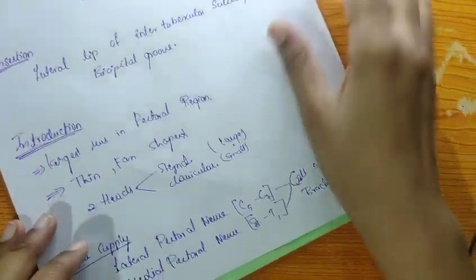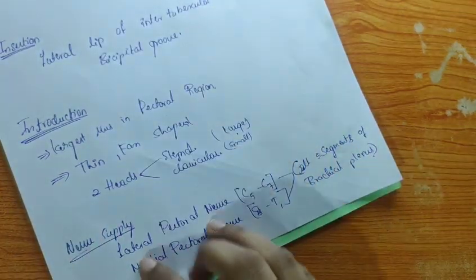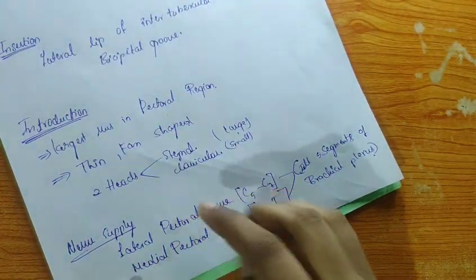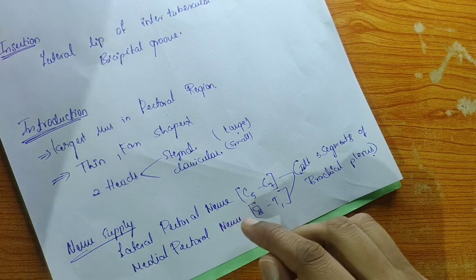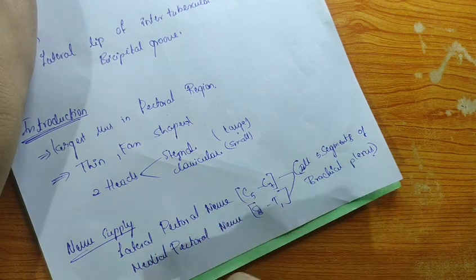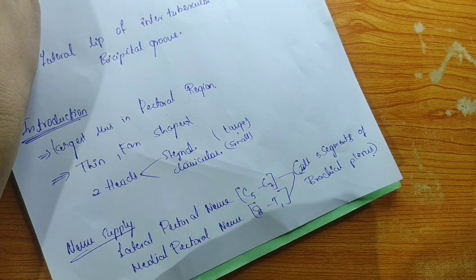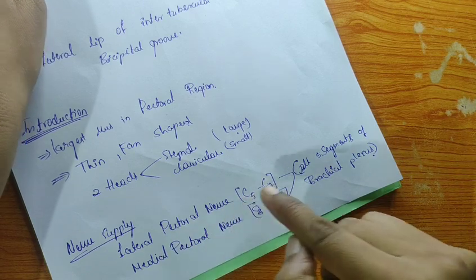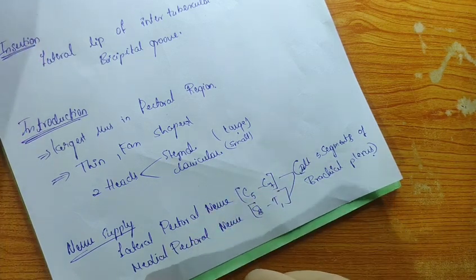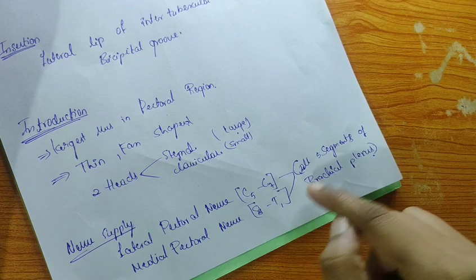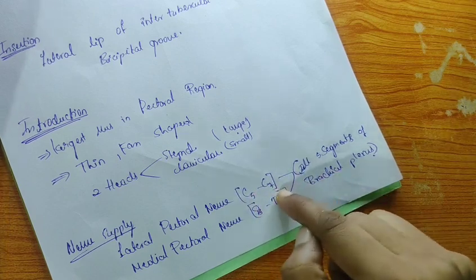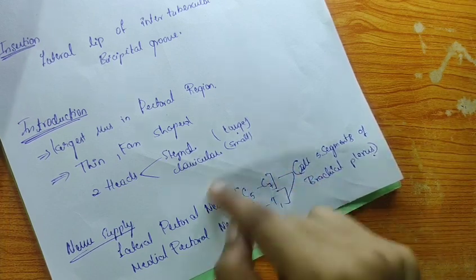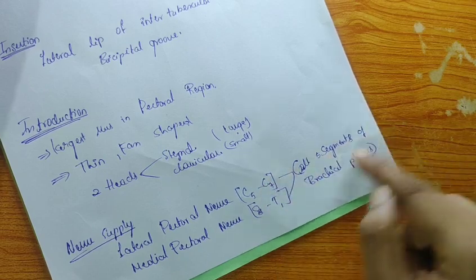Nerve supply: for both pectoralis major and pectoralis minor, the supply is by the lateral pectoral nerve and medial pectoral nerve. Root value for the lateral pectoral nerve is C5 to C7, whereas for the medial pectoral nerve it is C8 to T1. So completely C5, C6, C7, C8 and T1, all the segments of the brachial plexus. After nerve supply, we will discuss the actions.